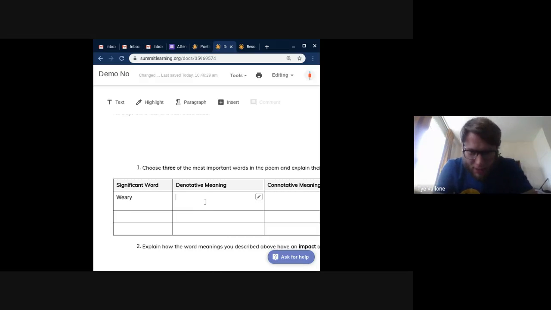So denotative meaning is which one? Denotative meaning would be which one? The dictionary definition, how it makes us feel, or it's supposed to represent something else. Do we remember from what I was just talking about which one of those denotative would be?